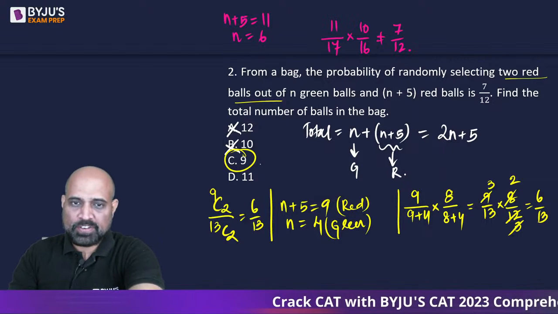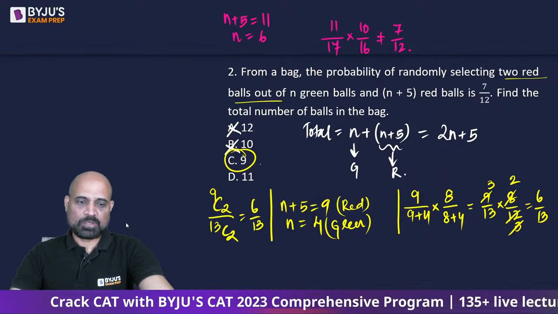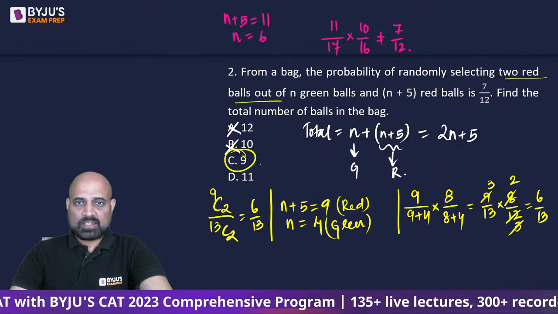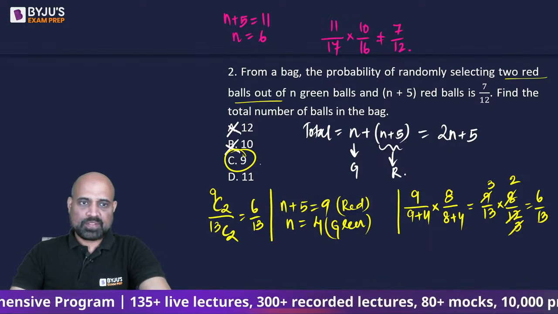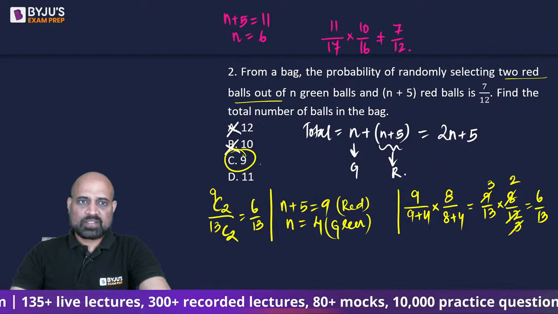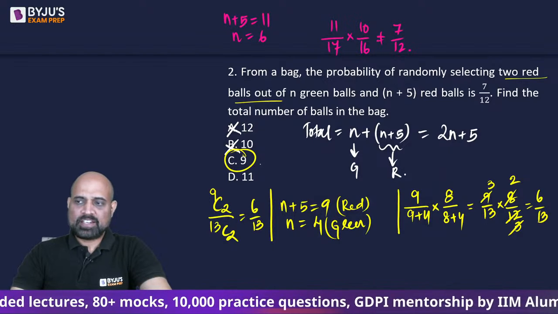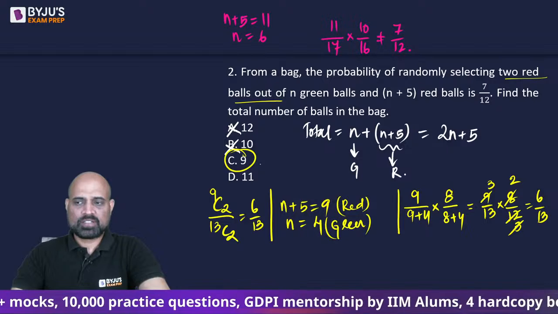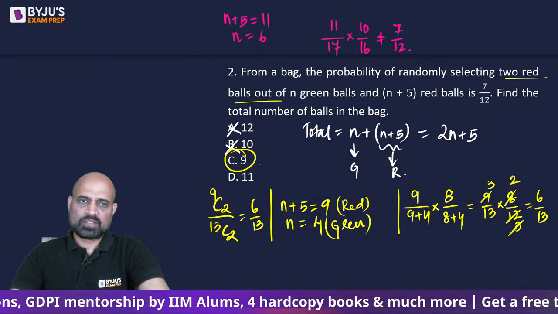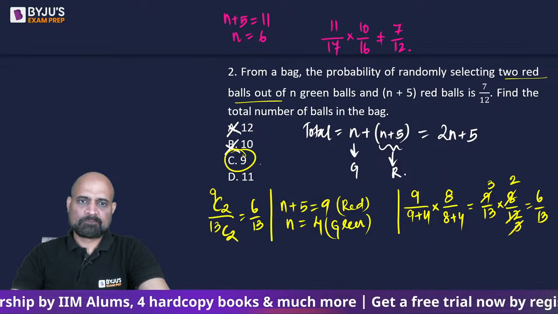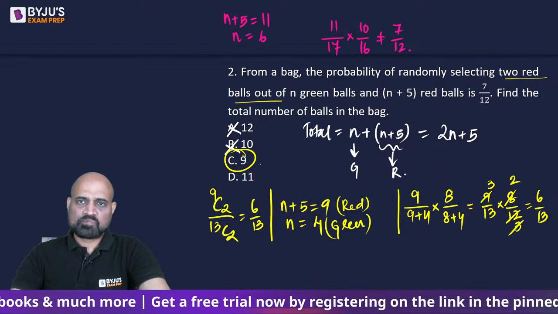Okay, let me just verify once. Is it 7 by 12 or is it some other number? Okay, just give me a moment. Let me verify this. What if I take without replacement? What if I take with replacement? Then also we will not have that. Nope.